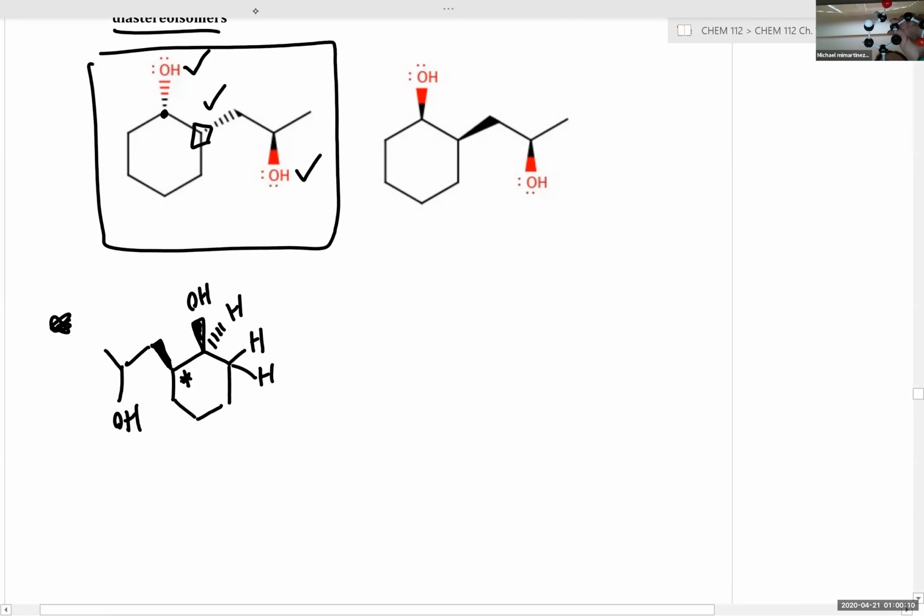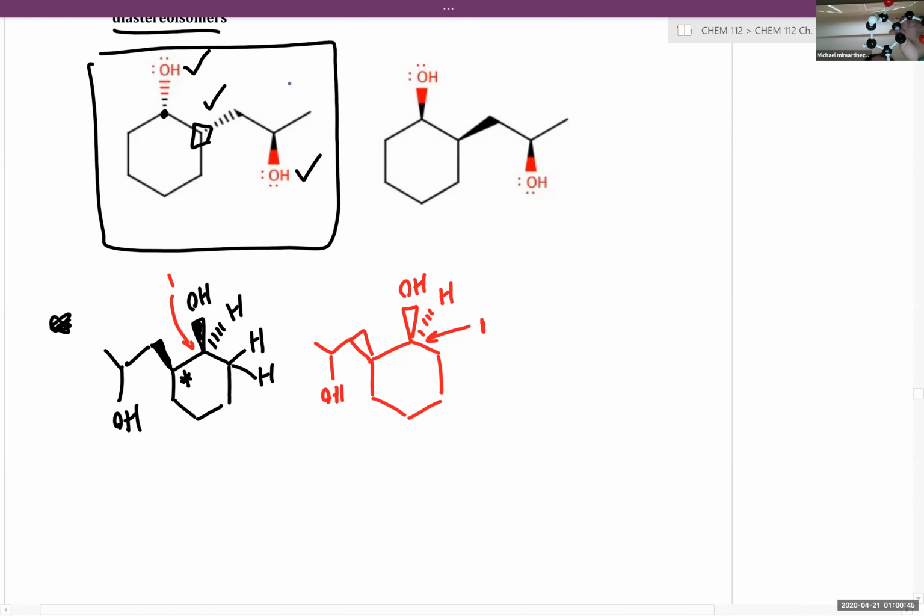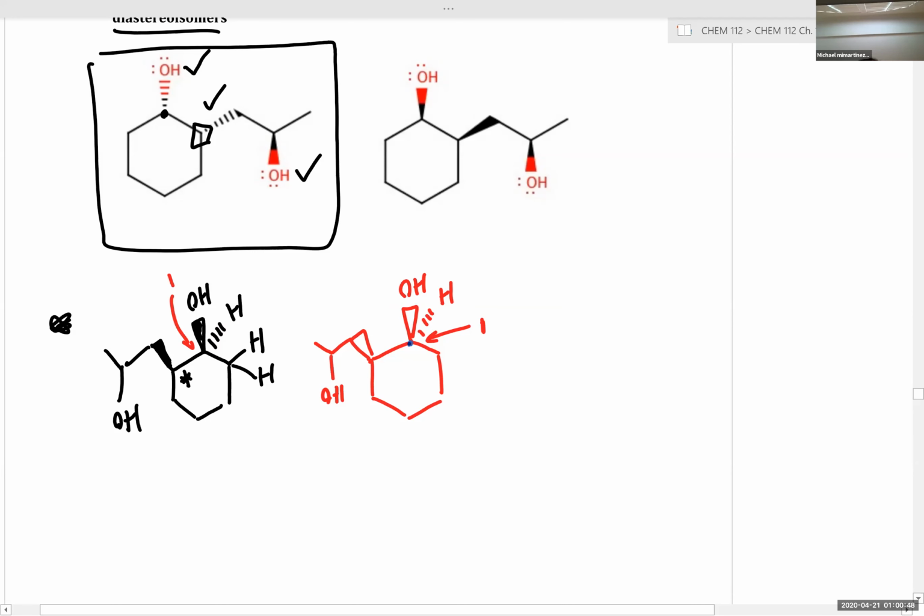Let's assign priority numbers. Starting off, I'm going to draw just the bare bones basic components of chiral center number 1. So we have our OH pointing out of the page, our hydrogen going into the page. We have this alkyl chain and the rest of our ring. So let's focus only on center number 1, and let's assign priority groups. What's our highest priority group on chiral center 1?